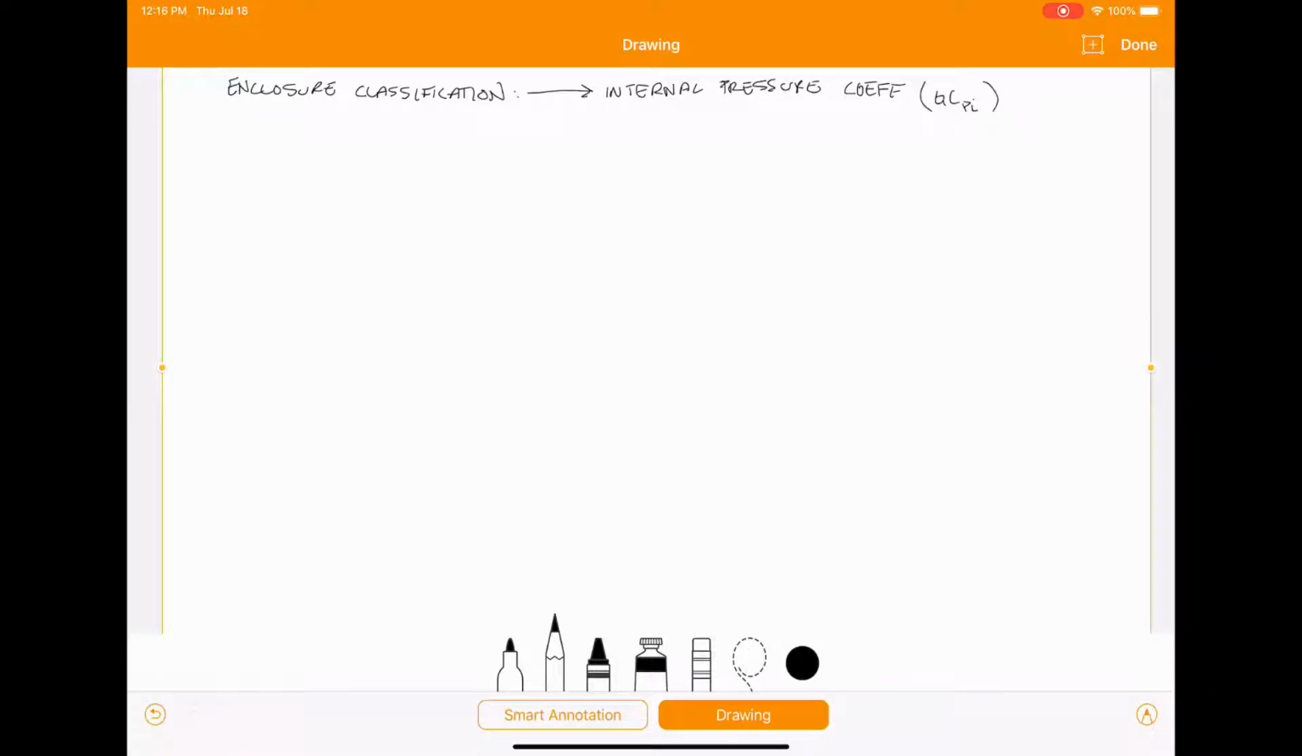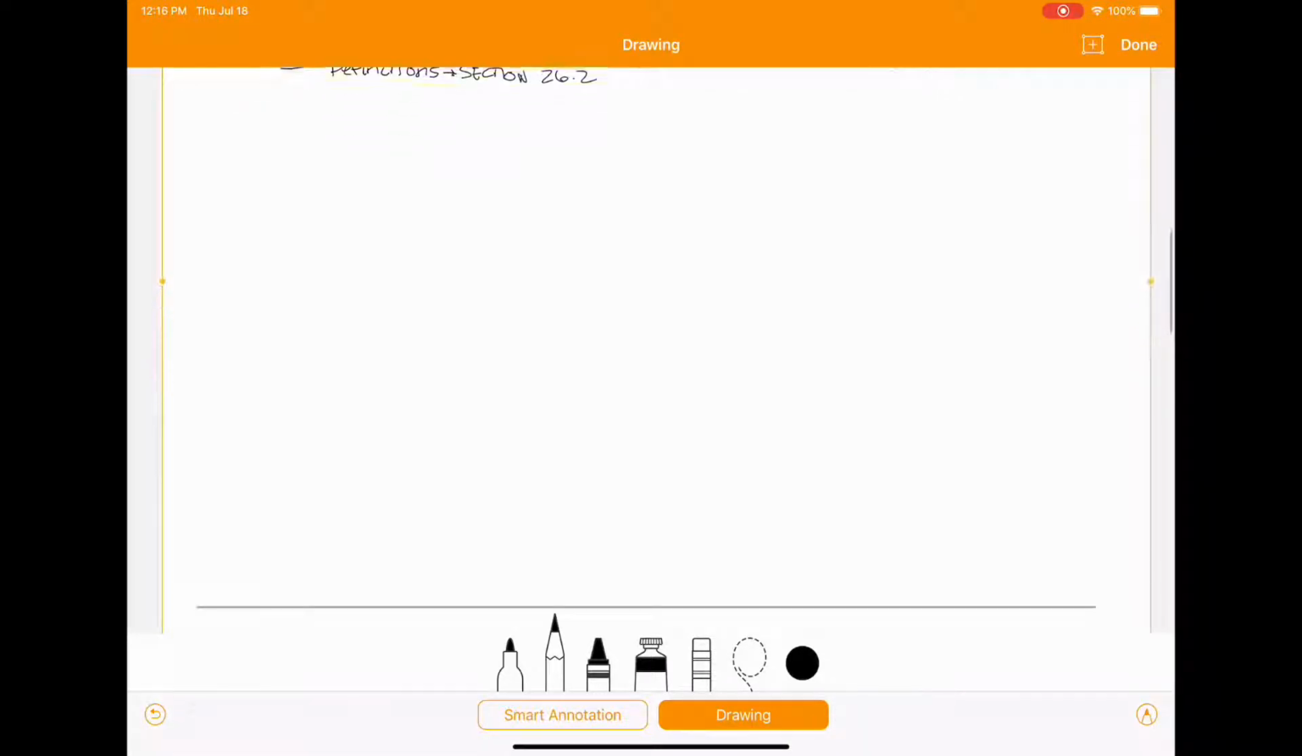But to find your enclosure classification, they do provide a table for you. Table 26.13-1. But what I personally like to use are the definitions given in section 26.2, because I feel like they give some equations in the definitions that make it a little bit easier to understand. But I'll go ahead and write all those out here so you have it in one place.